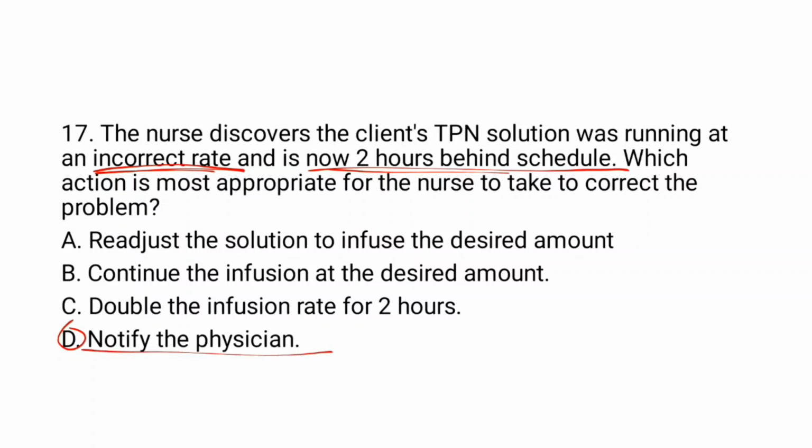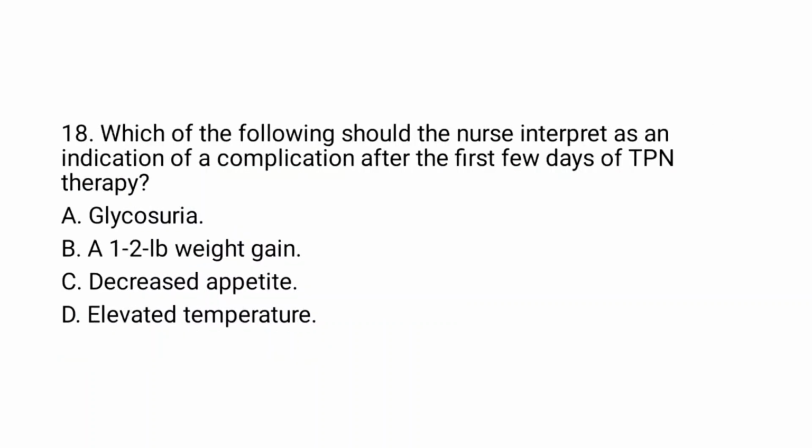Letter D. Number 18. Which of the following should the nurse interpret as an indication of a complication after the first few days of TPN therapy? A. Glycosuria. B. A 1 to 2 pounds weight gain. Letter C. Decreased appetite. And letter D. Elevated temperature. The correct answer here is letter D.